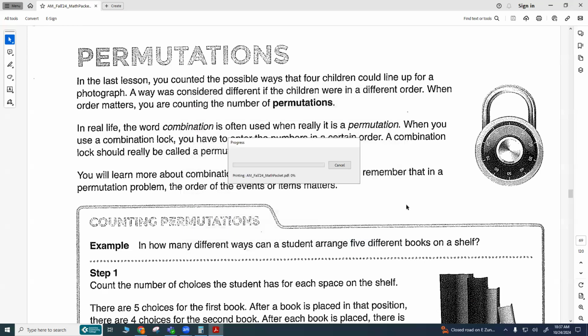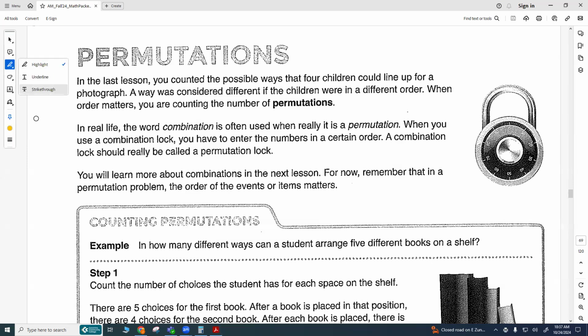Okay, so let's go ahead and go back to where we left off. The first problems that we're working with are called permutations. You don't necessarily need to know that word, but there's two styles of problem that we're going to look at. The most important thing is, when order matters, then we're doing permutations.